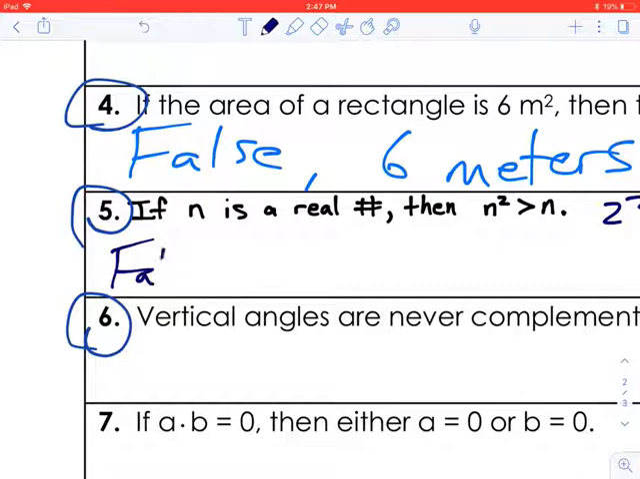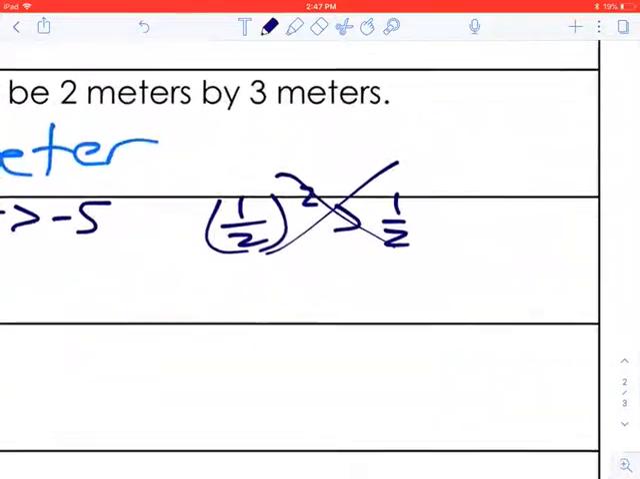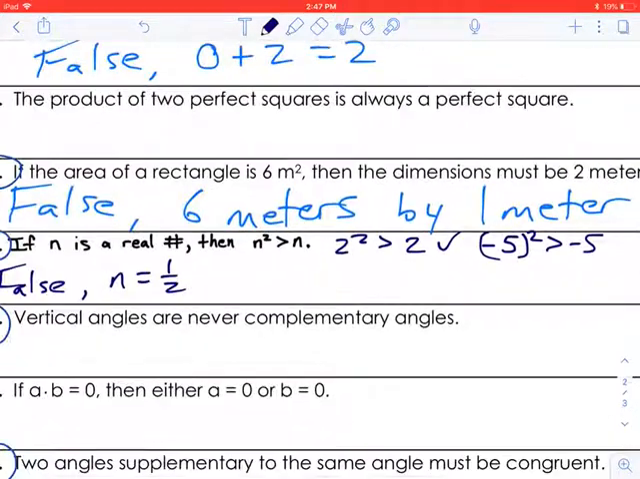False, because you could have a number like n equals 1/2, because if we work this out, 1/2 squared is 1/4. 1/4 is not greater than 1/2, and that would be our counterexample.